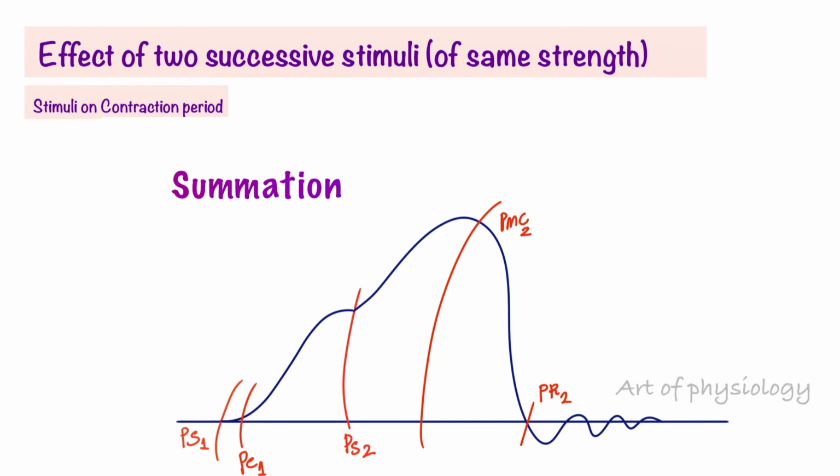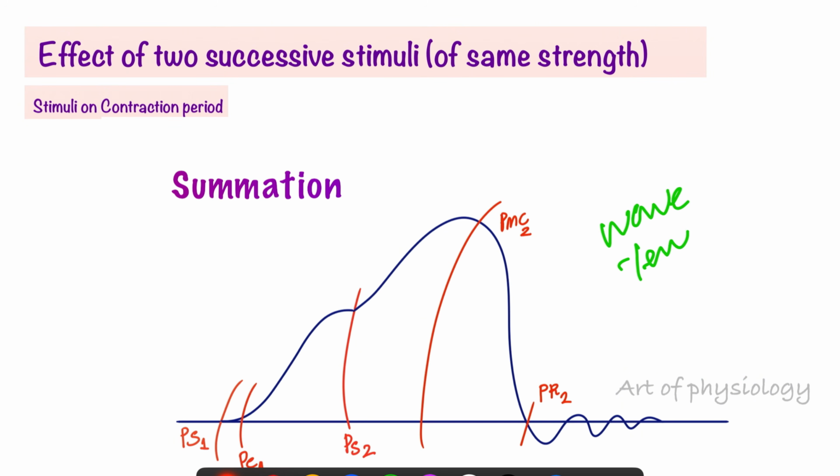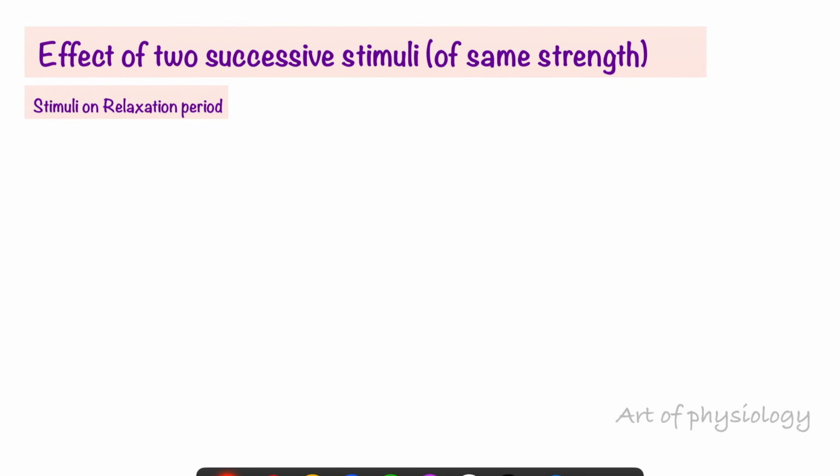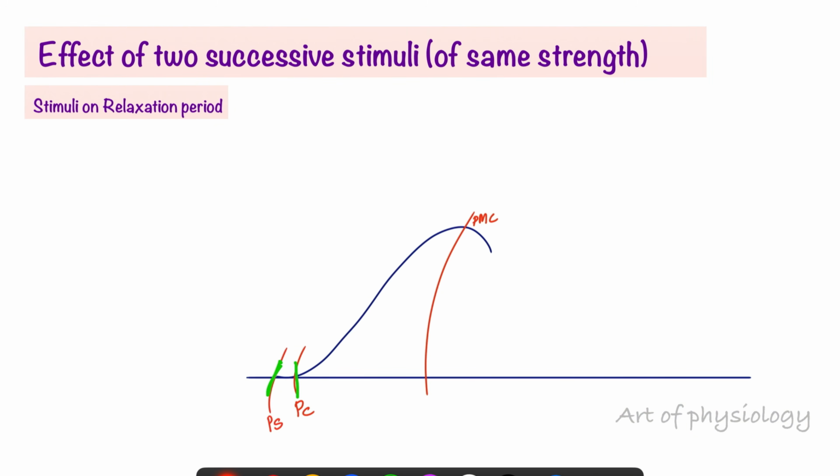This phenomenon is called summation. This is called wave summation, or temporal summation. Now we are giving stimuli during the relaxation period. So this is the point of first stimulus, and we are getting contraction. This is coming to relaxation, and during the relaxation period, we are giving the second stimulus. So what is happening? This will be superimposed.